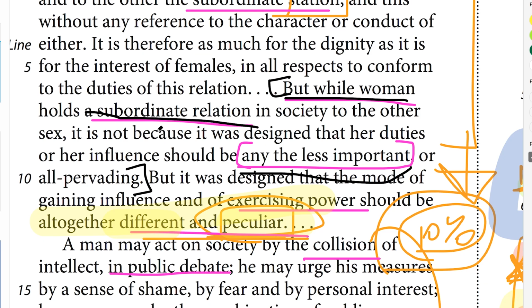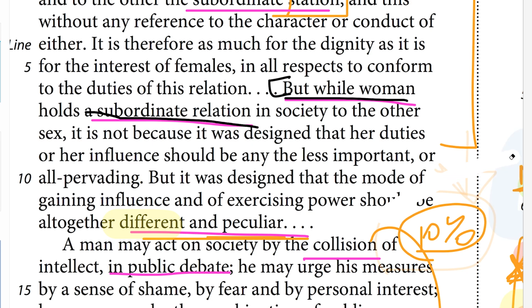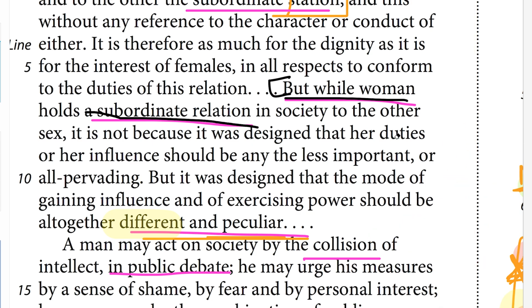Okay, people? We're going to go back to line 12. I'm going to show you actually how to do it. I'm going to go all the way to here. "But while women hold a subordinate relation in society to the other sex, it is not because it was designed that her duties or her influence should be any less important or all-pervading, but it was designed so that the mode of gaining influence and of exercising power should be altogether different and peculiar."